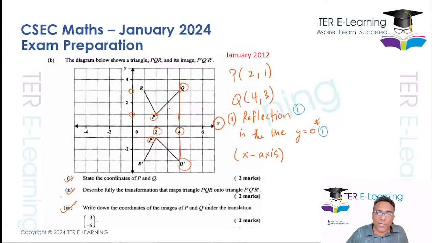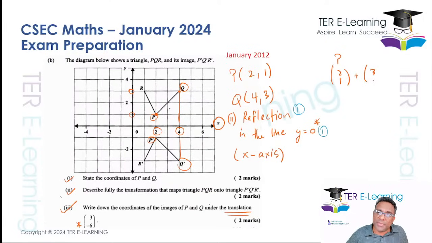The last part now, we want to work out the coordinates of P and Q under a translation. So now we're doing a translation here. Now, they didn't tell us to draw it, right? What they want us to do is to figure out the coordinates. Now, that is pretty simple to do. So the point P is given by 2, 1, right? And the translation is given by 3, minus 6. Now, if you want to figure out where P prime is going to be, you're going to add that translation here.